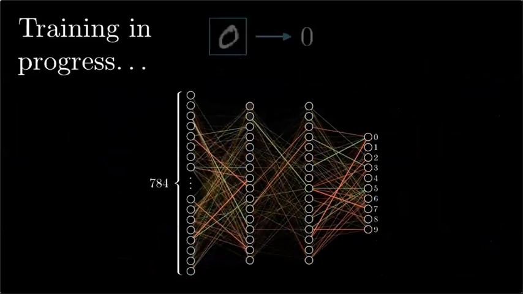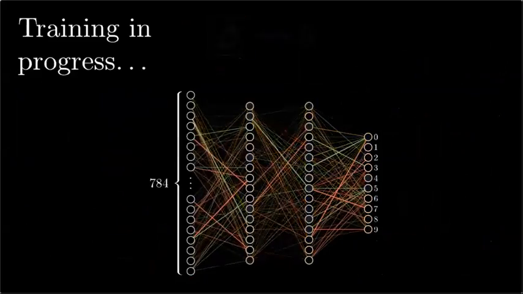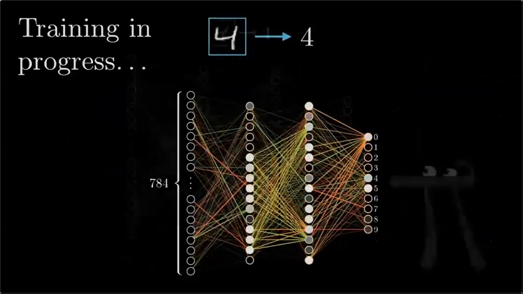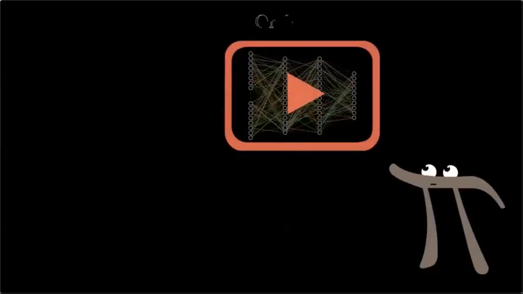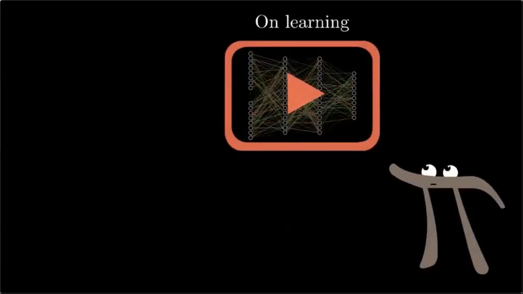How does this network learn the appropriate weights and biases just by looking at data? Well, that's what I'll show in the next video, and I'll also dig a little more into what this particular network we're seeing is really doing.